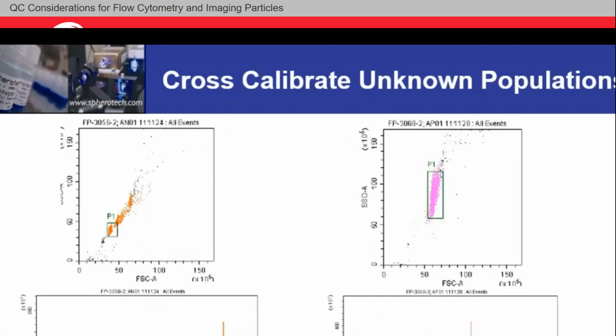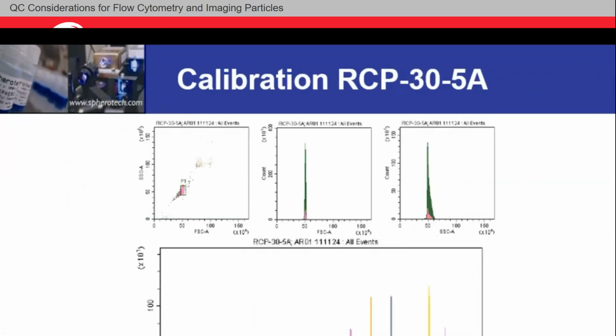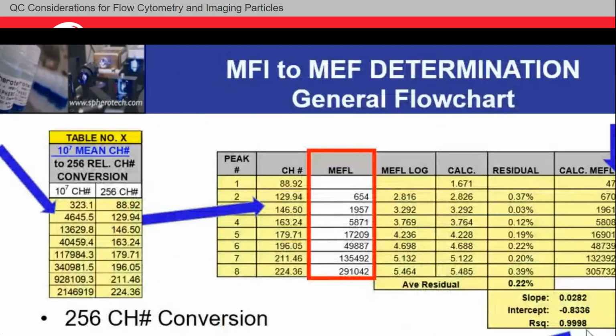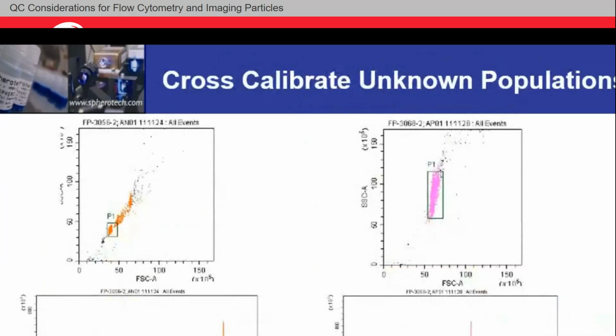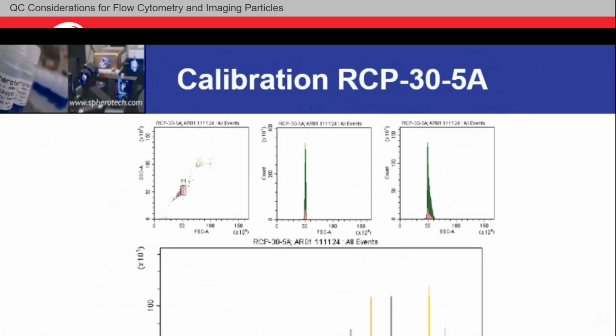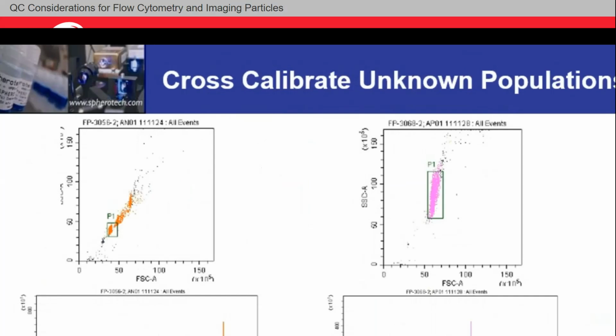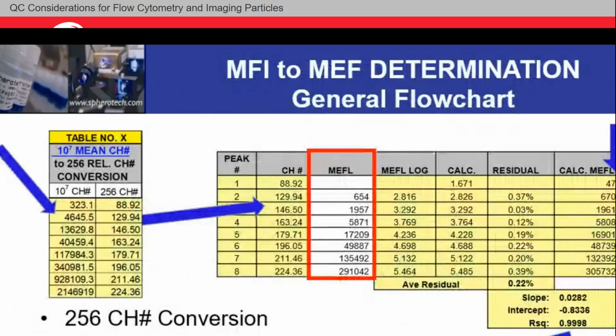So if we look here, we might be able to say, oh, this is a couple of decades brighter than this. What sort of correlation, what sort of confidence do I have on that? Well, if I run my particles and I have 0.9998 confidence, although I could say, oh, this kind of looks like it's in the same gate P7, let's test it, right? Let's actually take that unknown population, get out that 256 channel number, put it into my cross calibration table.